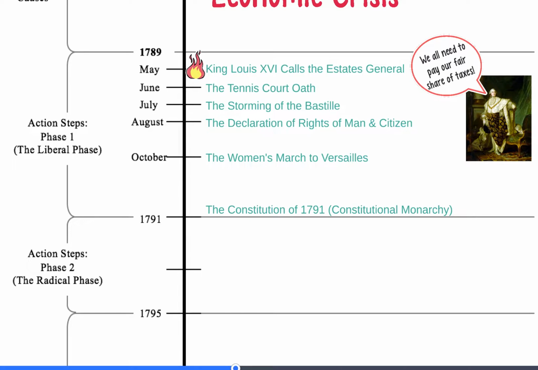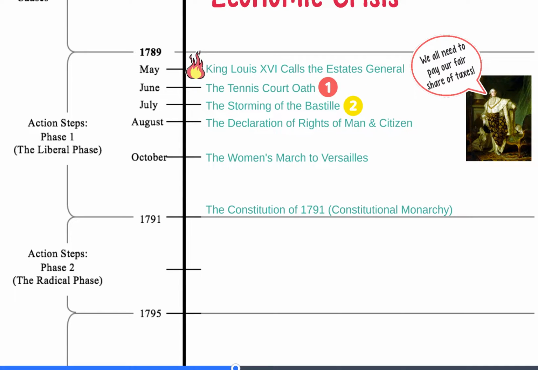So what we're kind of seeing is that two revolutions are starting at the same time. The first one, a revolution of elites, is started in the tennis court oath, when members of the Third Estate, with some members of the First and Second, decide that they are going to ignore the Estates General and form their own government and create a constitution for a more enlightened, modernized French state.